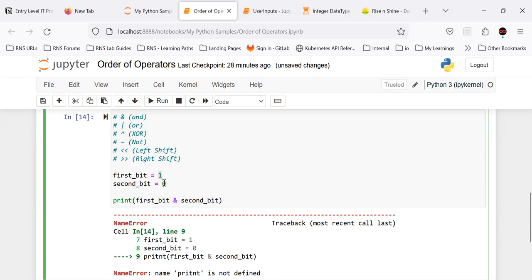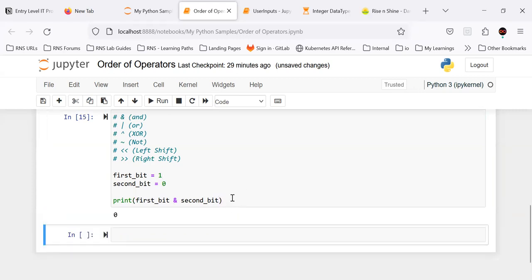So first bit value is 1, second bit value is 0. First bit and the second bit, what is the value? No, that is not 1. It is going to return 0. Why is it 0? Let me show something here. We are talking about the logical AND operator.